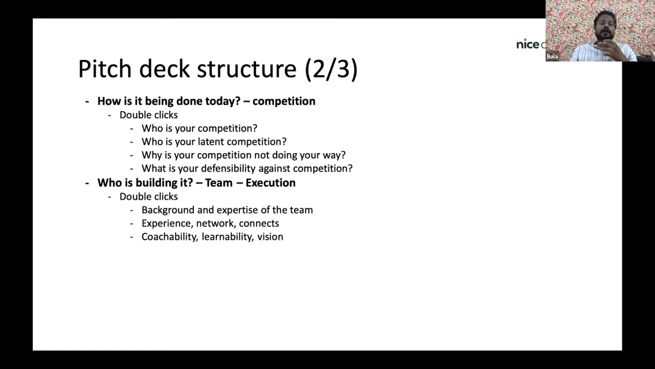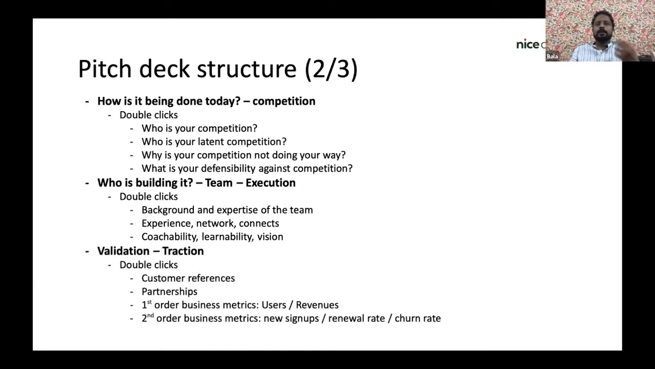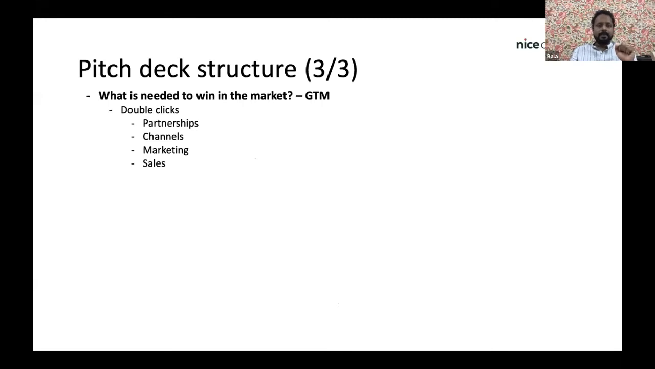And then coming to your team, what is your background, expertise, experience, coachability? We discussed this earlier as well. And then you talk about your traction. In the traction, you talk about your customer references, your partnerships, how many users there are, how much revenue you have, how many people are signing up, how many people are renewing, how many people are leaving your service, and things like that, right? And how many cities you are in, any of that traction would also work there.